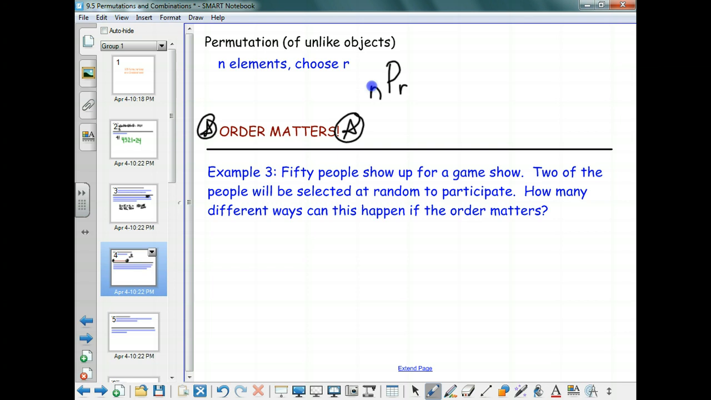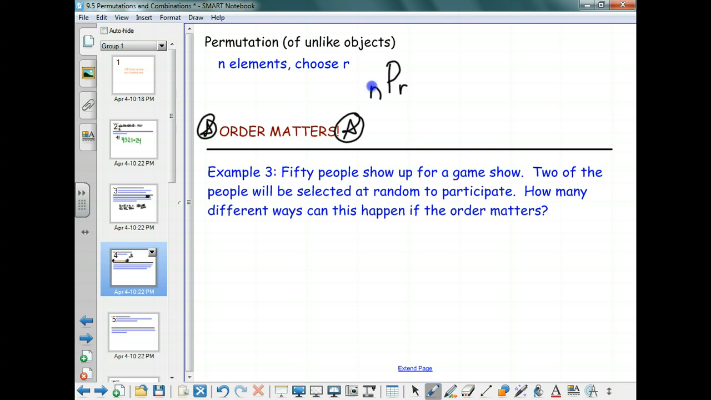Okay? So once you're actually into the tournament, once you're actually into the final, then the order matters. Then you're in a permutation situation. All right. 50 people show up for a game show. 2 people will be selected at random to participate. How many different ways can this happen if the order matters?